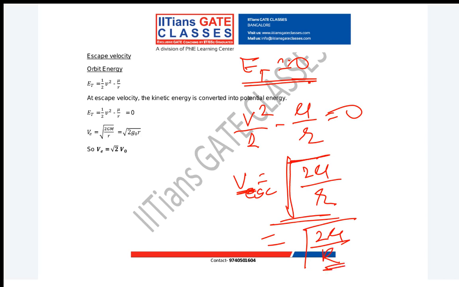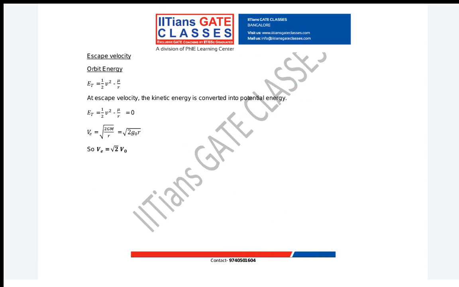And we know the standard value. Most of you will know it: 11.2 kilometer per second. Am I correct? To escape Earth's gravitation from Earth's surface, it is 11.2 kilometer per second. Now, guys, again, there is a GATE question which says what?